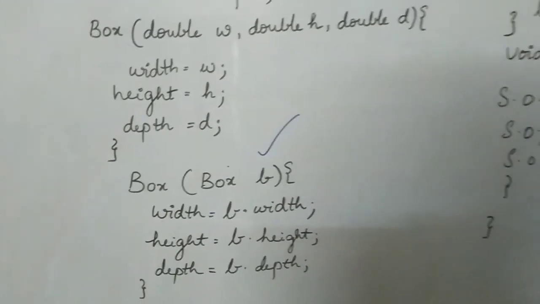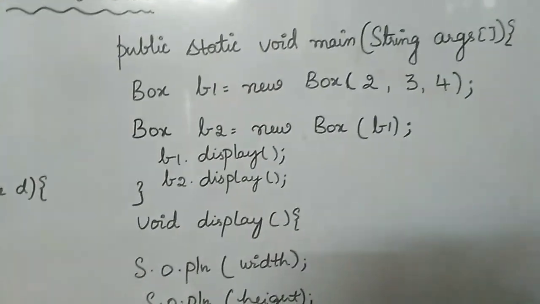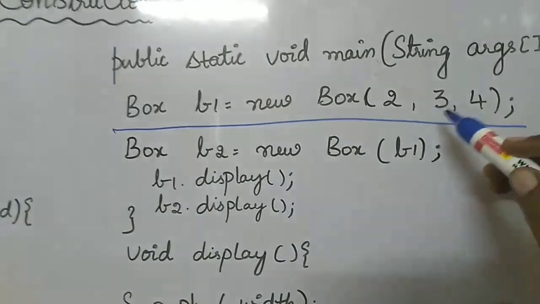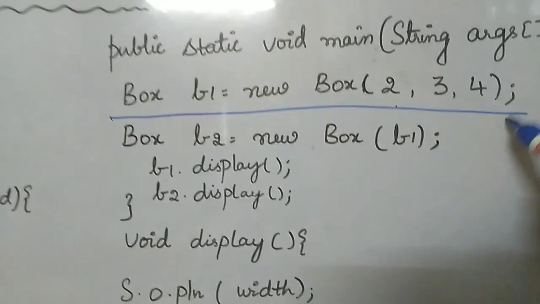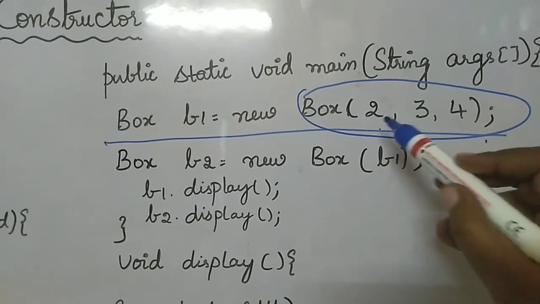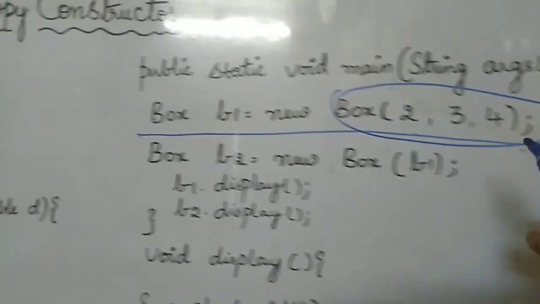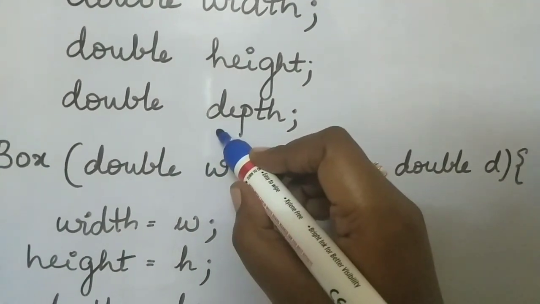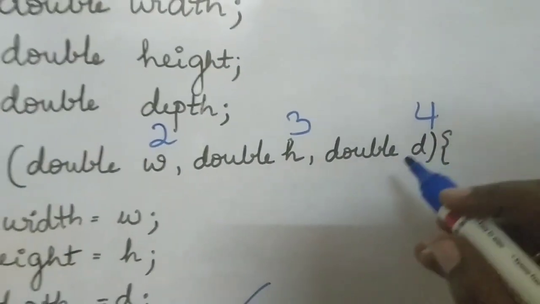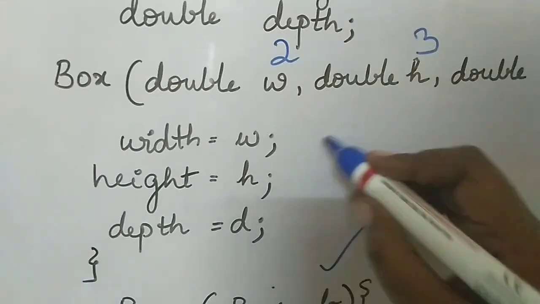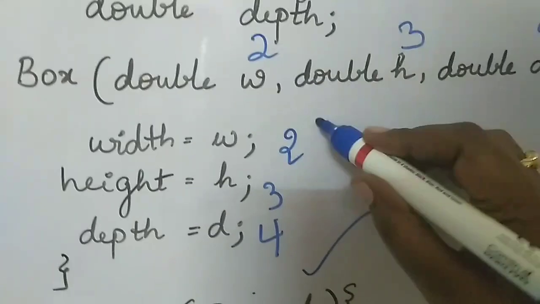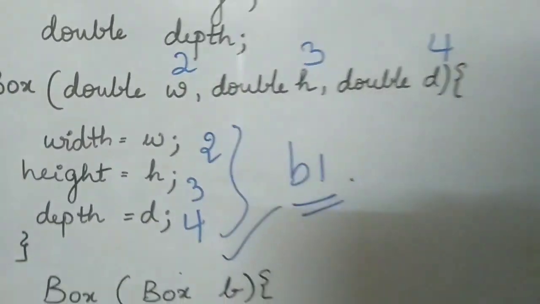Inside the main method, we have called the parameterized constructor by passing the values of width, height and depth. This parameterized constructor will be called with these three arguments, which are 2, 3 and 4. Inside width, 2 is passed, inside height 3 is passed, and inside depth 4 is passed. Now we are assigning the width, height and depth. So width has become 2, height has become 3 and depth has become 4 for the object B1.